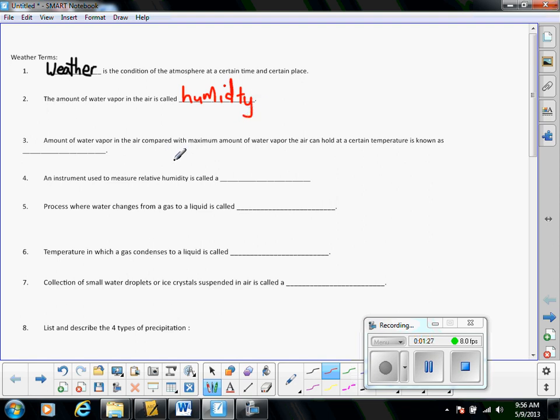Now, if we want to give a value to the amount of water vapor in the air compared to how much that actual air can hold, that is known as relative humidity. And this is dependent on temperature. So at a certain temperature, a certain amount of water can be held by the atmosphere at that temperature. So the higher the temperature, the more water it can hold. So it's relative to the temperature.